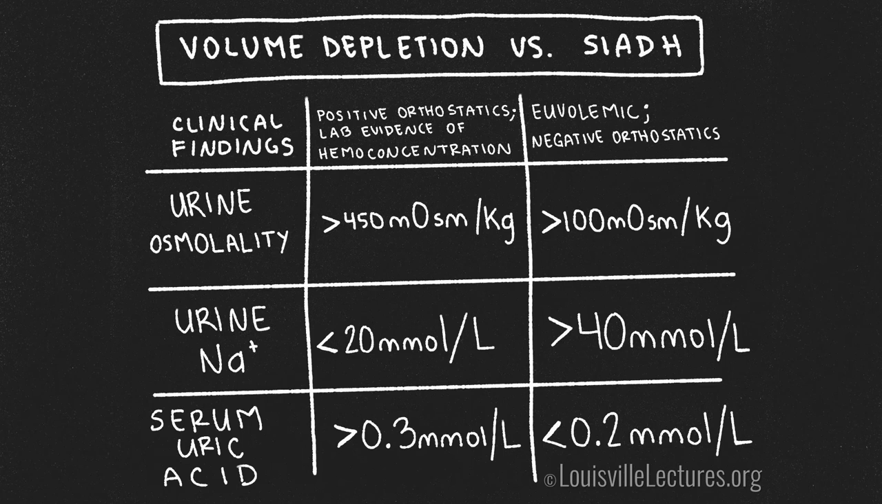Lastly, you can check a serum uric acid level. In SIADH, more water is retained, causing expansion of the serum volume. This in turn prevents urate from being reabsorbed at the tubules, which results in an overall lower serum uric acid level.